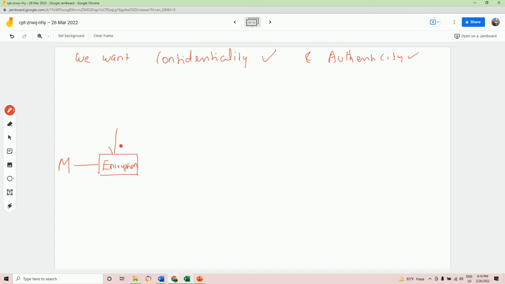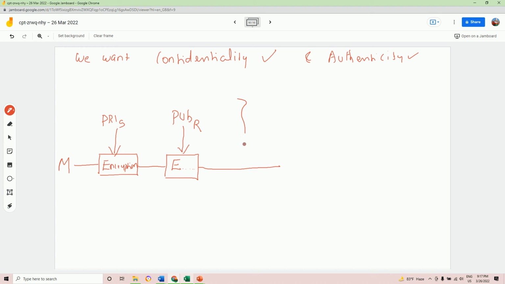So for that we have to use the private key of the sender. So the private key of the sender is first used to do the encryption. Then again one more encryption. Okay, I write the encryption in short. Here the key used is the public key of the receiver.